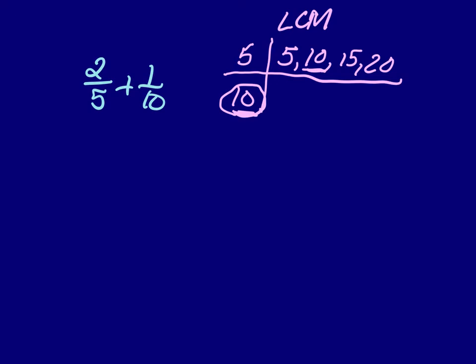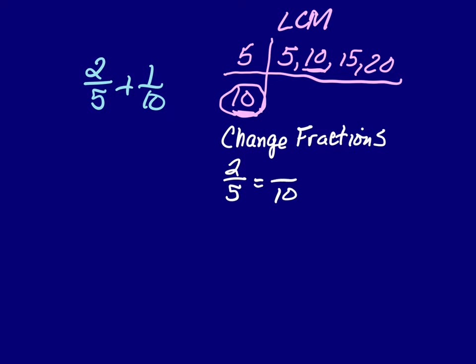So now you have 10 is going to be our common multiple. So we have to change our fractions. 2/5 is going to need to change to a fraction with 10 in the denominator. And 1/10 doesn't need to change to anything with 10 in the denominator because 10 is already in the denominator. So we're just going to put it there as is. 1/10 equals 1/10.